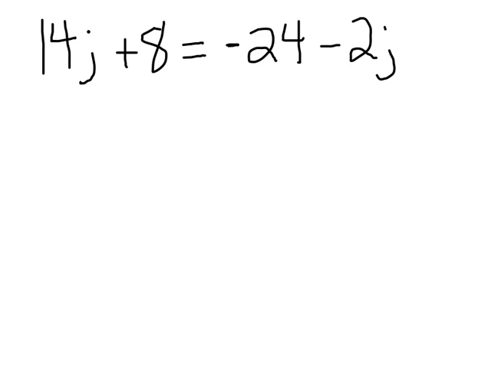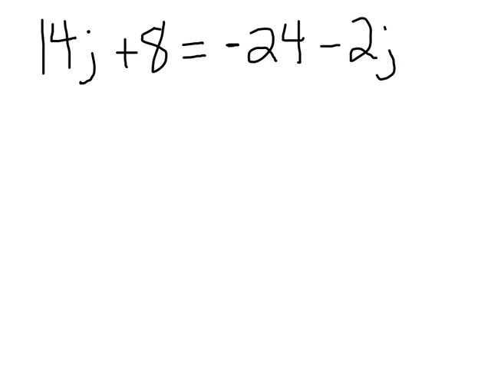All right. 14j plus 8 equals negative 24 minus 2j. The first thing I'm going to look and see is if I can combine any like terms that are on the same side of the equal sign. So I'm going to look just at this side first. I can't put together 14j and 8 because they are not like terms. Let's look at the other side. I can't combine negative 24 and negative 2j because they are also not like terms. So the next thing I need to do is combine like terms across my equal sign.